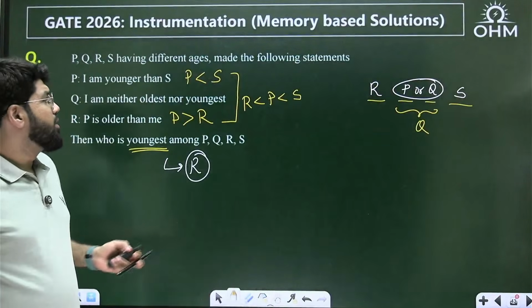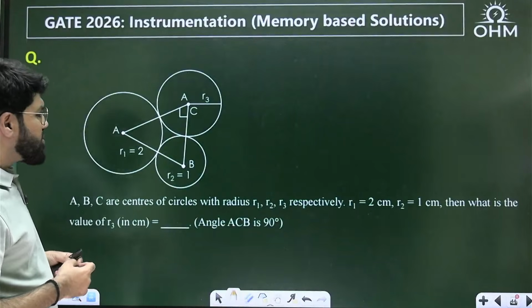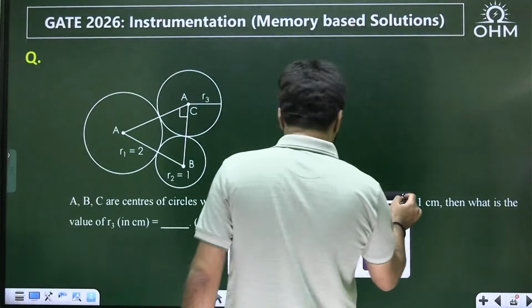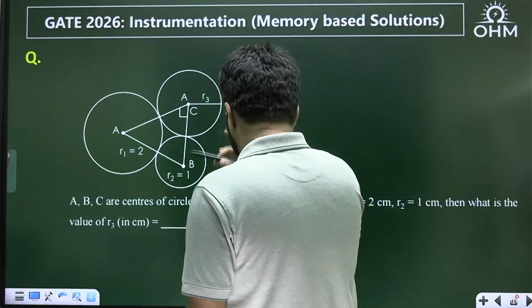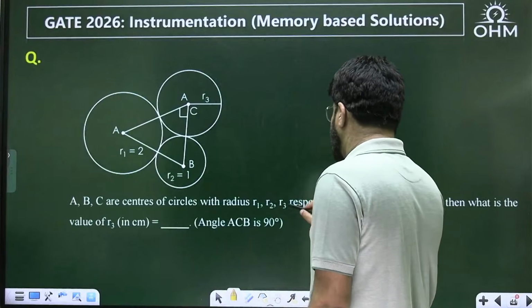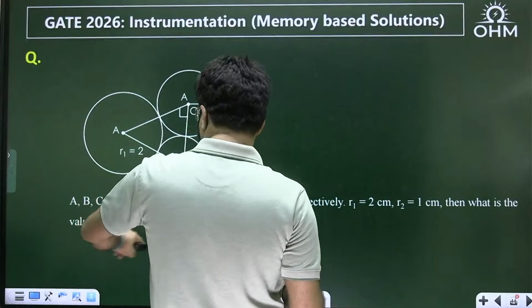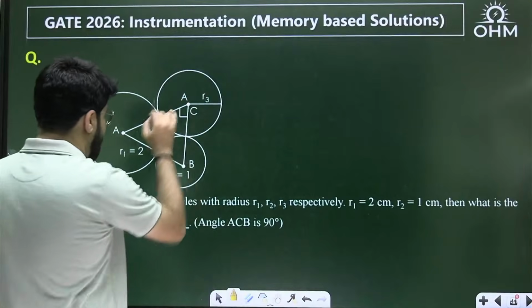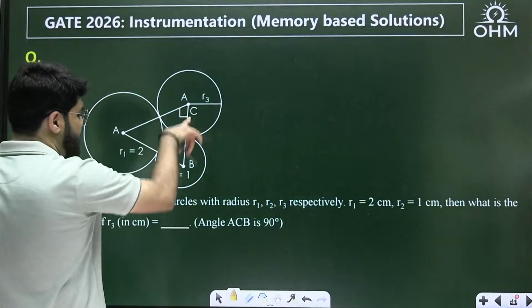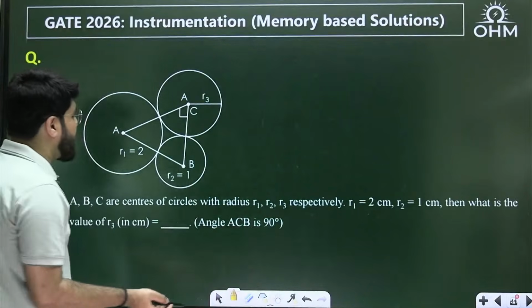Okay. Now this one you have to say whether the data is correct or not. Okay, what is the data? ABC are centers of circle with radii R1, R2, R3 respectively. Say R1 is 2 centimeter, say R2 is 1 centimeter. What is the value of R3, the radius of third circle? Angle ACB is 90 degree. That means a right angle triangle is given.